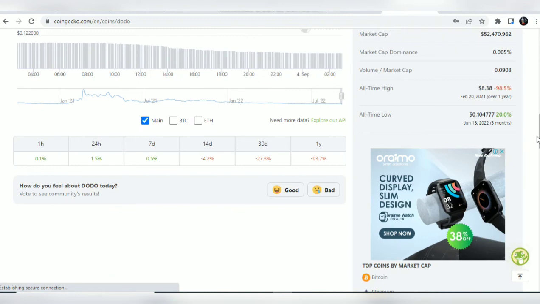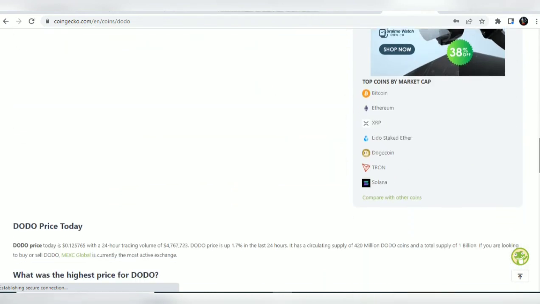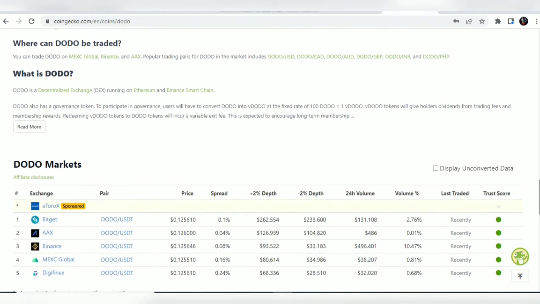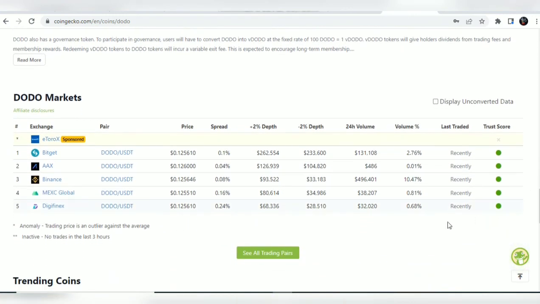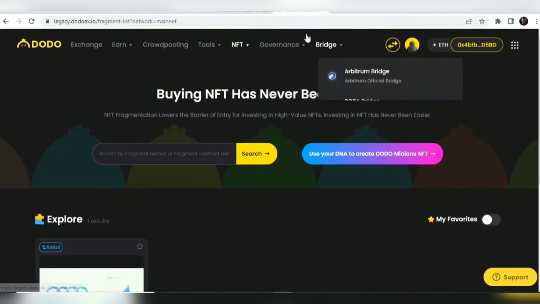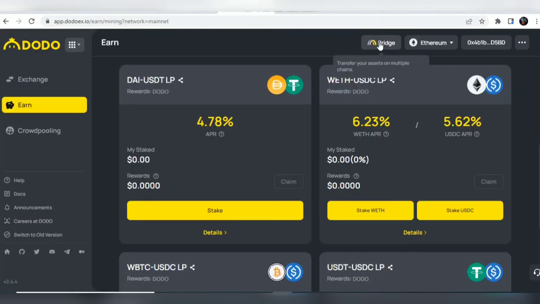DODO is on popular centralized exchanges and popular decentralized exchanges, including Binance, MEXC, Digifinex, BitGet, and AX exchanges. You can also use the DODO bridge and bridge it across the several networks where you maybe bought it on Sushi or on the Phantom DEX. So that is that for DODO tokens.